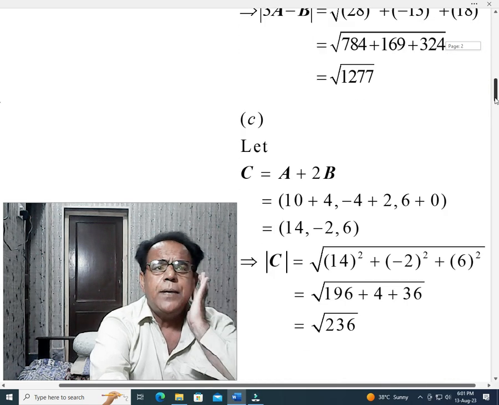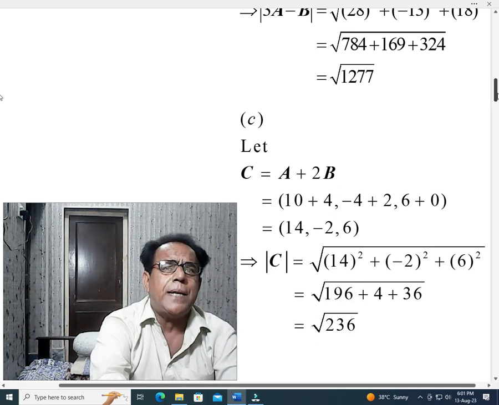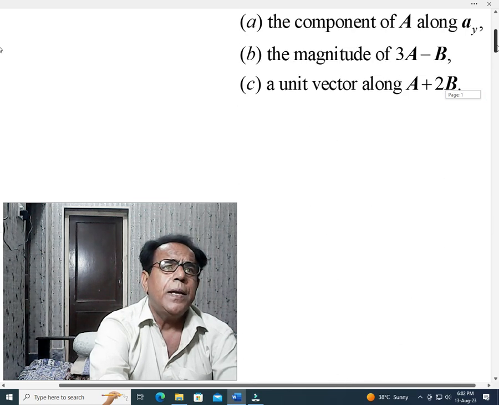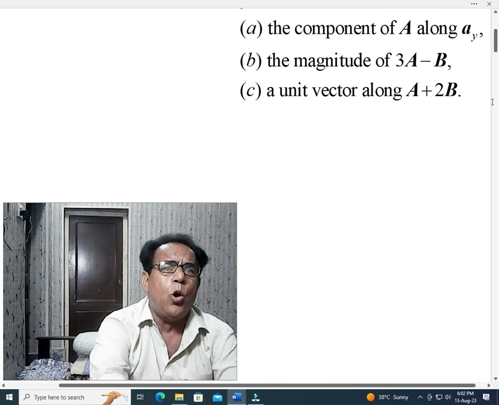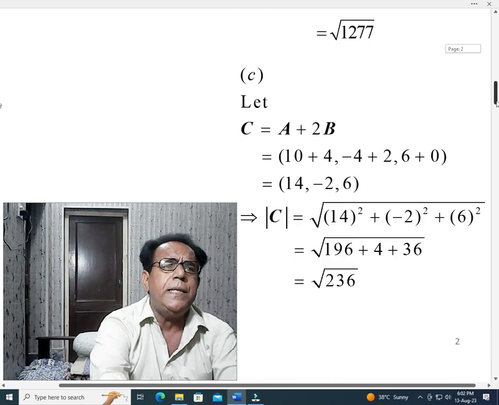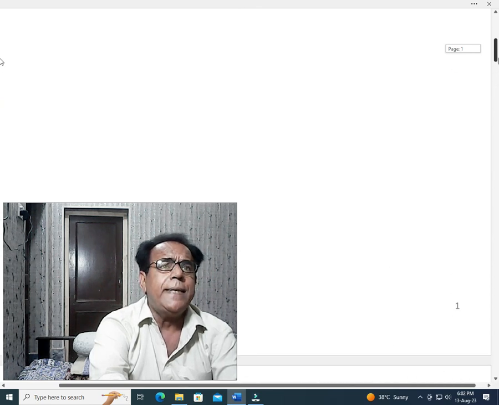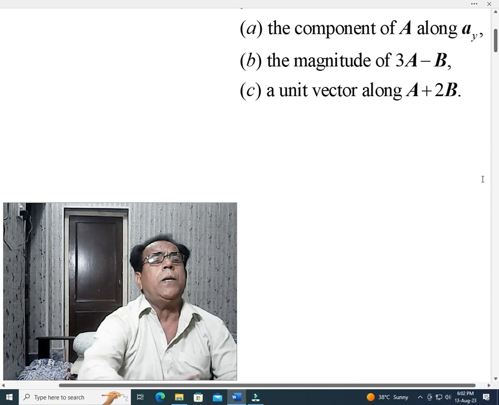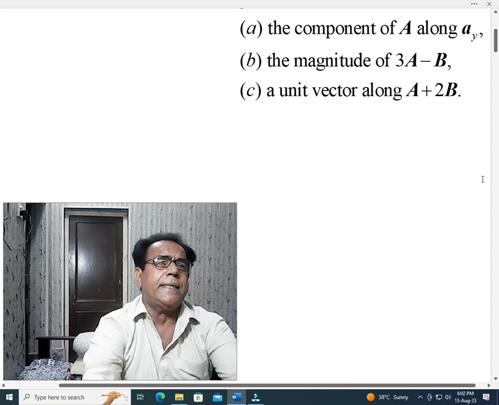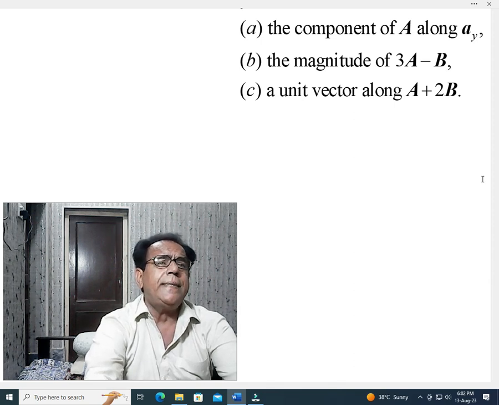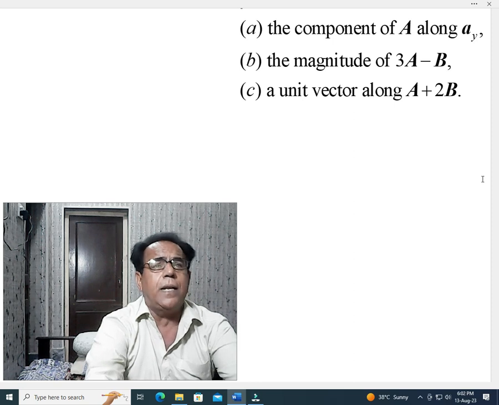Now the third part is a unit vector along A plus 2B. Let C be equal to A plus 2B, because we have to find a unit vector along A plus 2B, so we assume that A plus 2B is equal to C. Yes students, one more important thing: in vector analysis, the term along conveys a different sense than parallel.